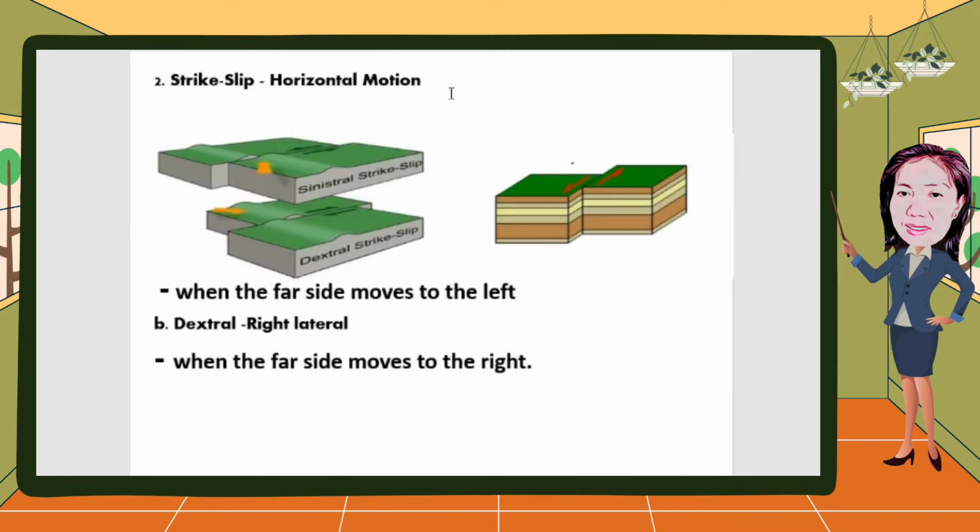If the plates or two rocks move horizontally, they are called as strike slip, meaning the movement of the plates or rocks is left and right. Okay, so in this picture, this shows the horizontal motion. So always remember that when we're going to look at the model of a fault, we always refer to the plate that is far from you.